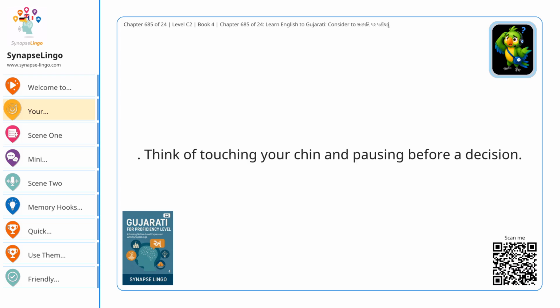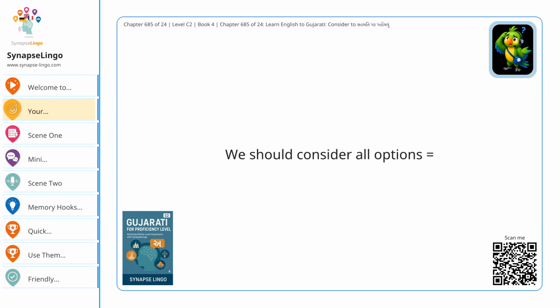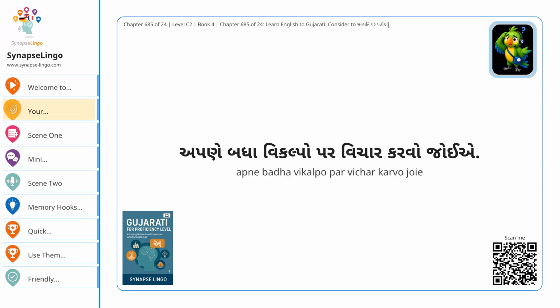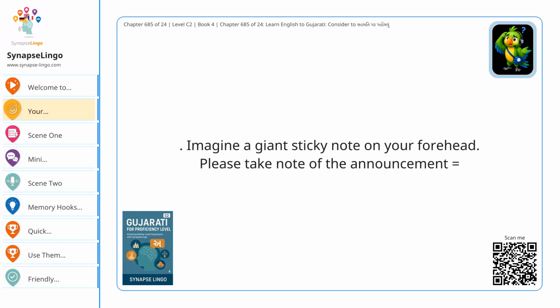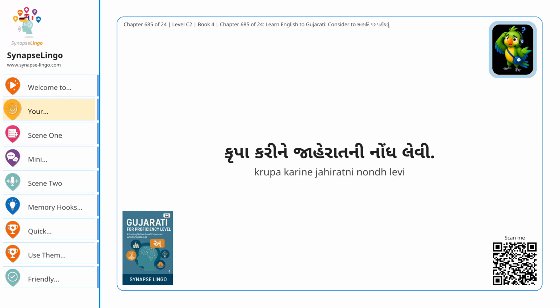વિચાર કરવો. Think of touching your chin and pausing before a decision. We should consider all options equals. આપણે બધા વિકલ્પો પર વિચાર કરવો જોઈએ. Key phrase 2. To take note of equals. નોંધ લેવી. Imagine a giant sticky note on your forehead. Please take note of the announcement equals. કૃપા કરીને જાહેરાતની નોંધ લેવી.